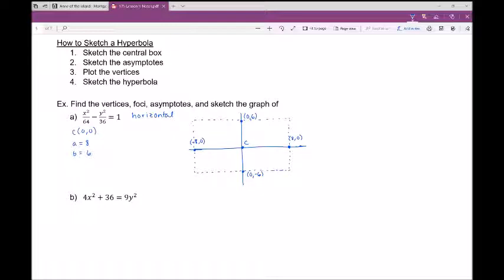Okay, so now that our box is drawn, we want to put in our asymptotes. So again, to do this, we connect the corners of our box through the center of the hyperbola. And so your asymptote should look something like this.